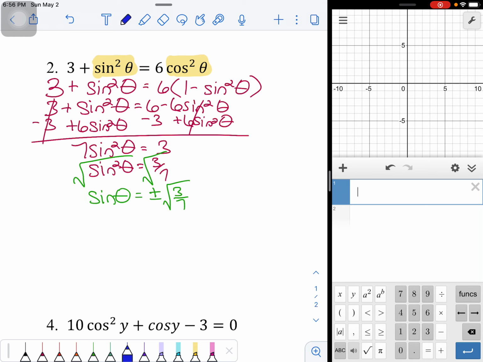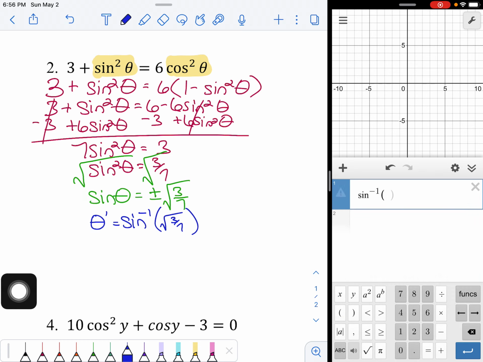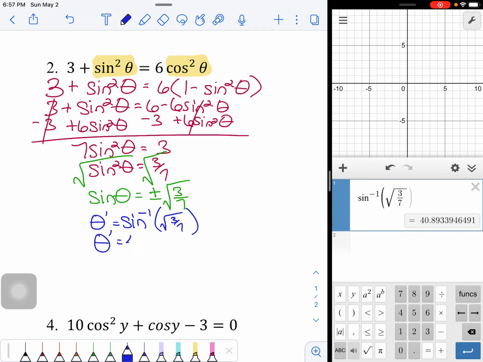All right? So we're going to do theta prime. So our reference angle is going to be the inverse sine of the square root. And I'm just going to pull the positive 3 over 7. We'll deal with the negative by looking at the quadrants, but let's just go ahead and have positive 3 over 7 underneath that radical and then figure out the inverse sine of that. So this little mess right here is going to go right into my calculator. So let's go ahead and grab the inverse sine of the square root of 3 over 7. And this is telling me that theta prime is 40.9 degrees.